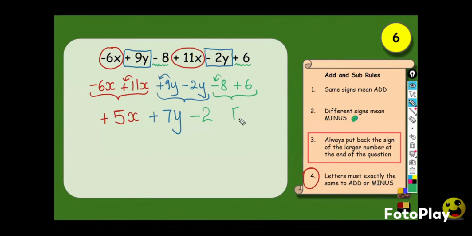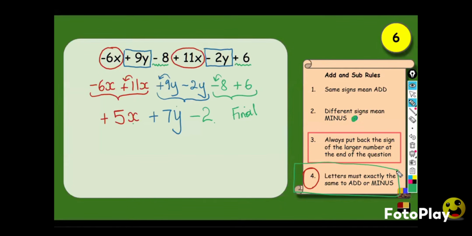Now, this is the final answer. Let me explain why. You cannot simplify this anymore. This one has an X, this one has a Y, and this one has no letter. According to rule number 4, for us to proceed with the question, to simplify it more, the letters must be the same. But we end up in a situation where the letters are different.